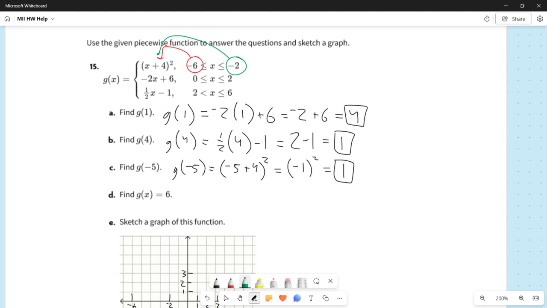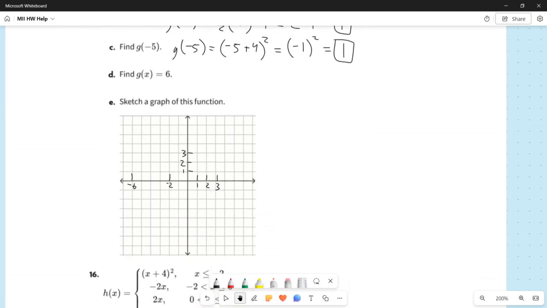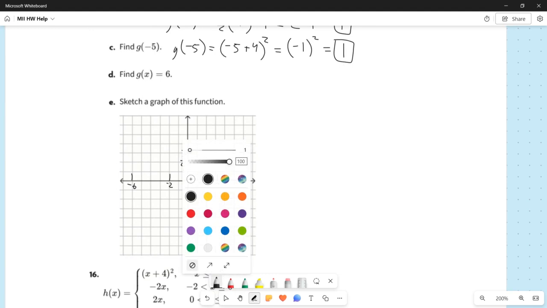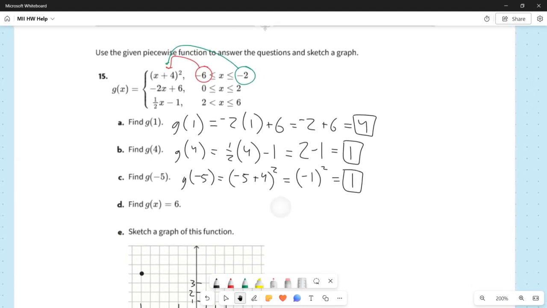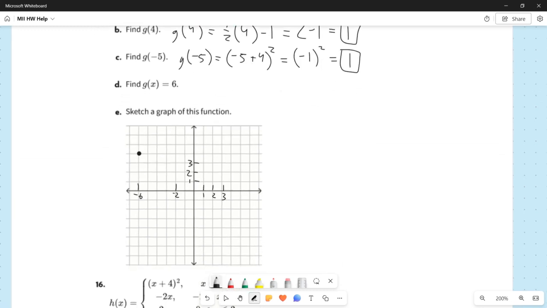If we take -6 and plug it in, we get -6 plus 4, which is -2, and -2 squared is 4. What that means is when you plug in -6, we get 4. So I'll just use the default. You plug in -6 and you get 4, which is right there. All right. Let's take -2. When you plug that in, you get -2 plus 4 is 2, and 2 squared is also 4. So when you plug in -2, you get 4, which is right there.